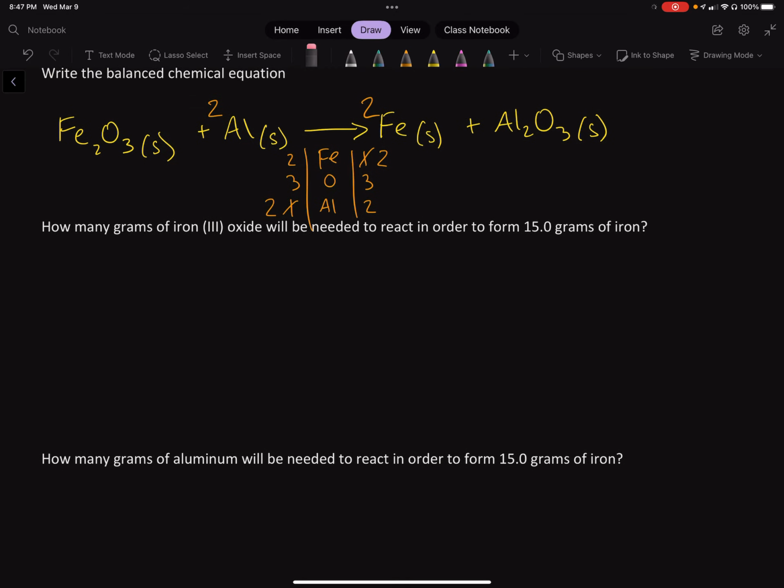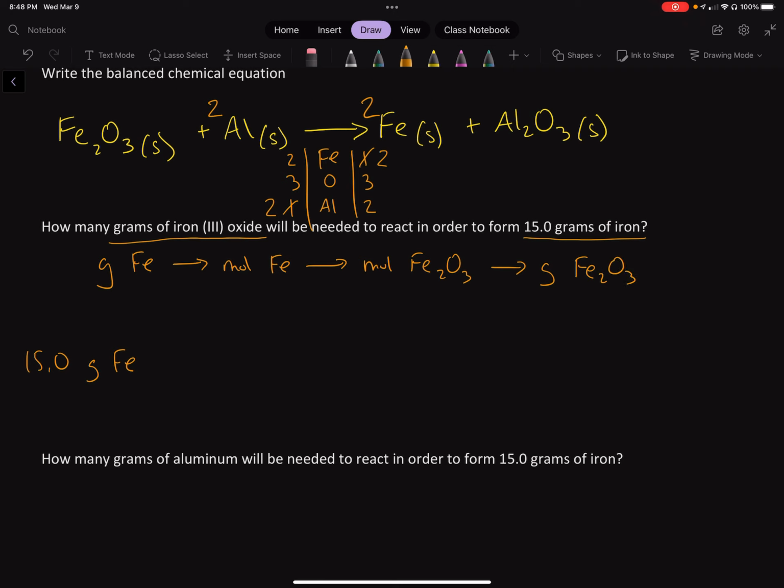Okay, so the first question, it says, how many grams of iron 3 oxide will be needed to react in order to form 15 grams of iron? So the 15 grams of iron, that's going to be our starting point, 15.0 grams of Fe, and our general plan is to go from grams of iron to moles of iron, and then to moles of iron 3 oxide, Fe2O3, and then since they're asking for grams of iron 3 oxide, the last conversion is going from moles to grams.